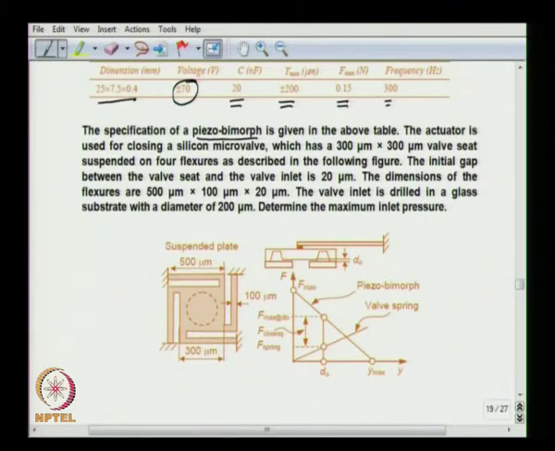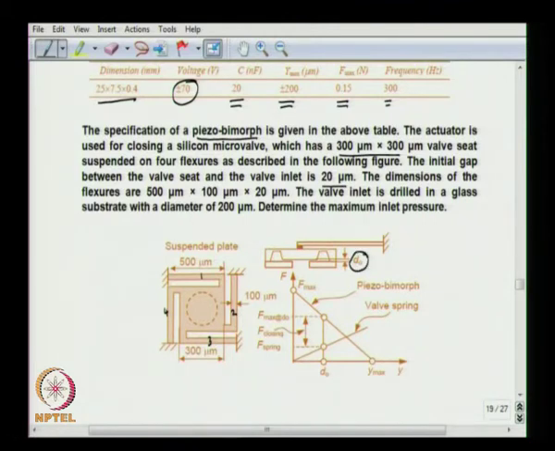So, the actuator is used for closing a silicon micro valve which has 300 into 300 micron valve seat, and suspended on 4 flexures as described in the following figure. So, the valve seat is suspended by 4 flexures. The initial gap between the valve seat and the valve inlet is 20 micron. So, this is the initial gap that is shown here.